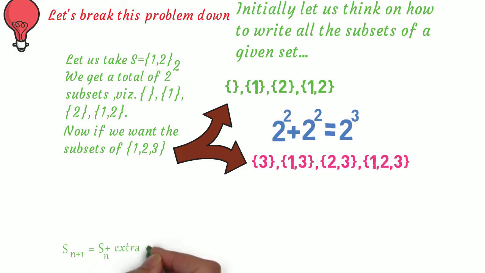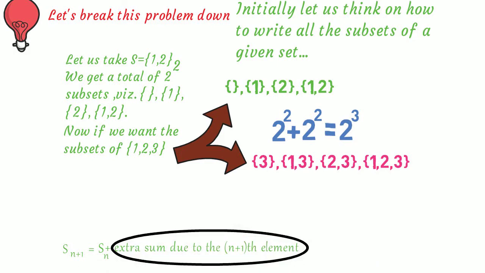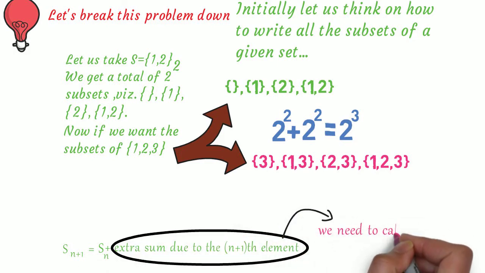Let us denote Sn as the sum of all such alternating sums for a set of n elements. So if we have to find Sn plus 1, we will surely have to compute Sn, because all the subsets of n elements are also subsets of n plus 1 elements, and the rest of the alternating sums comes from the subsets that contain the n plus 1th element. And let's find what this extra sum is.